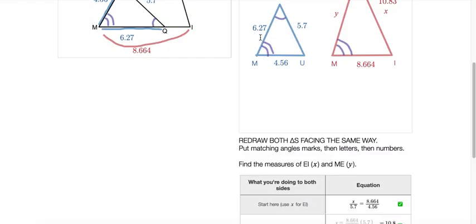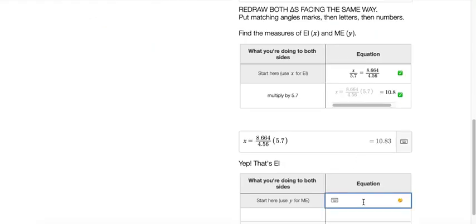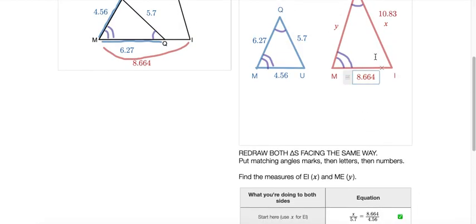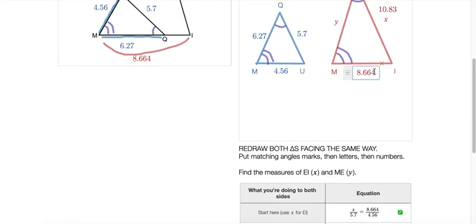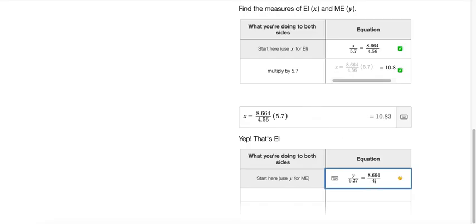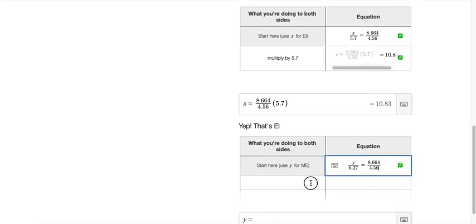Y over 6.27. That was big triangle over small triangle. The next ratio needs to be big triangle over small triangle. I could use these new numbers, or I could use what I used before. I'll do that. 8.664 over, that matches with this one, 4.56. I want Y to be alone. It's being divided. I'll do the opposite and multiply by 6.27.